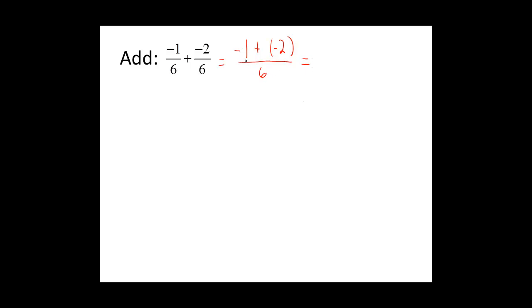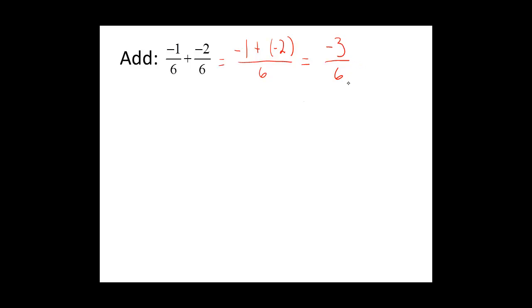Notice we have a -1 plus a -2. The signs are the same, so we add the numbers and we keep the sign. So we have -3.